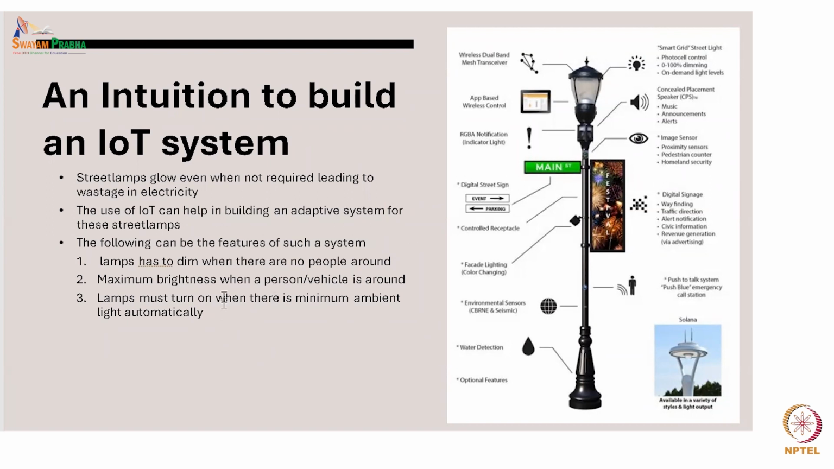The first thing can be that the lamp should be dim when there are no people around it. The second one would be that it should go into maximum brightness so that it can assist the person passing by it. And the third one, the street lamp should automatically turn on without anyone explicitly telling it to turn on. So we could initially start with these three implementations, and we could call it an adaptive street lamp. So let us build that system.